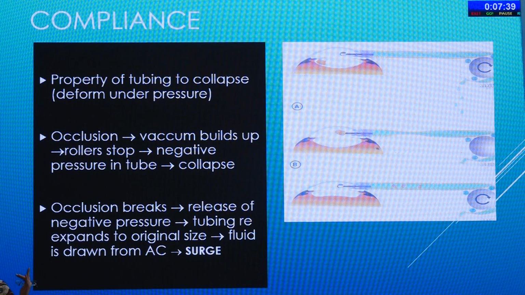When we come down in the second, there is occlusion at the tip. When there is occlusion, the vacuum will build up, the rollers will stop moving, and negative pressure will develop in the tube, and the tubes will collapse, right? Subsequently, when the occlusion breaks, there will be release of the negative pressure. The tubing will re-expand to its original size, fluid will be withdrawn from the anterior chamber, and surge will happen. So this is how surge happens in the anterior chamber.